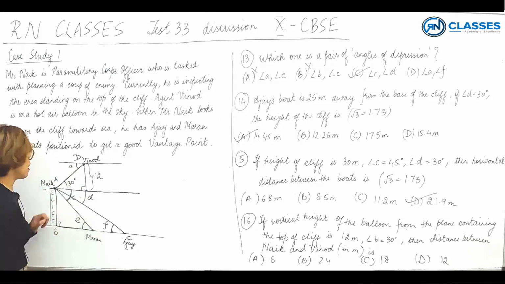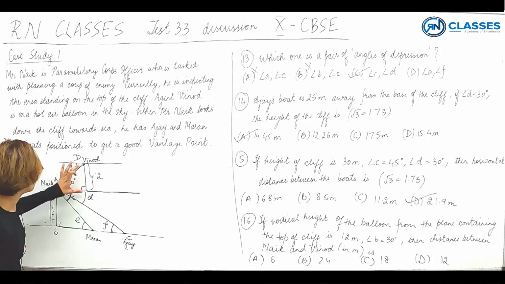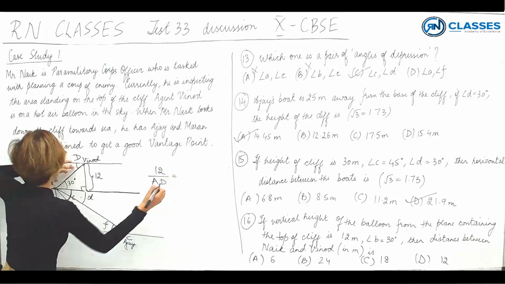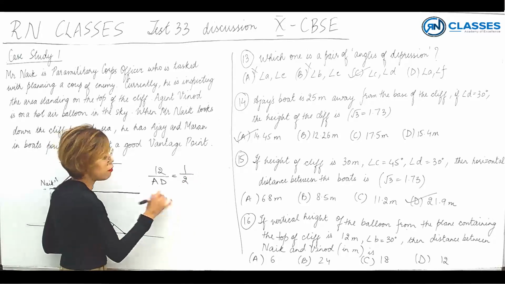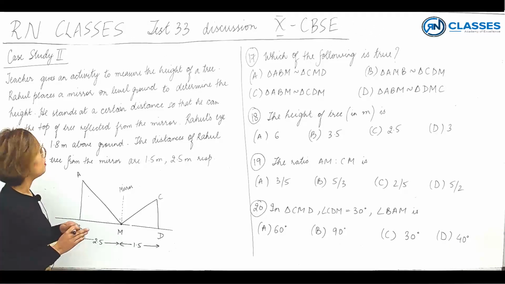Now, you know this distance. Clearly, this is 90. And this angle is involved, this by this, this trigonometric ratio. Sine 30 degrees, so 12 by AD is equal to sine 30 degrees, which is 1 by 2. So, AD is 24, which is option B. Alright, so the next one.